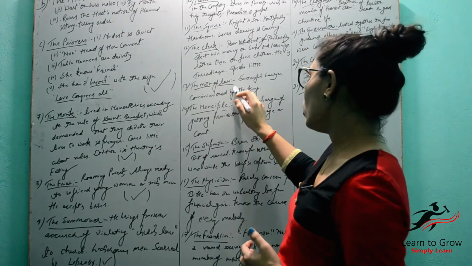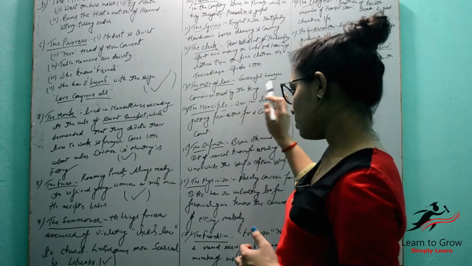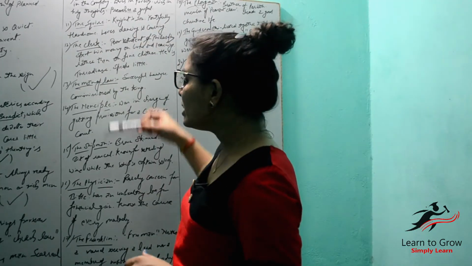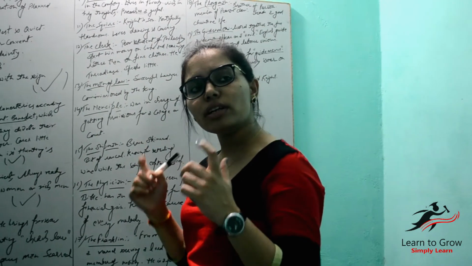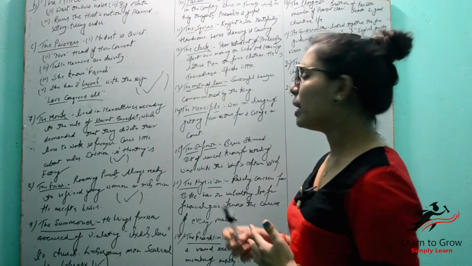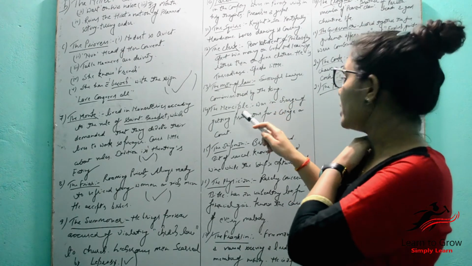And the 13th one, the man of law. He is a successful lawyer, and he is commissioned by the king. These are minor details about every character. You can see that all these have some kind of individual characteristic which the examination can ask you, so please do keep them in your mind. The man of law is a successful lawyer. He is commissioned by the king.